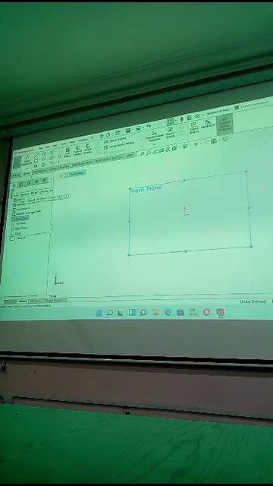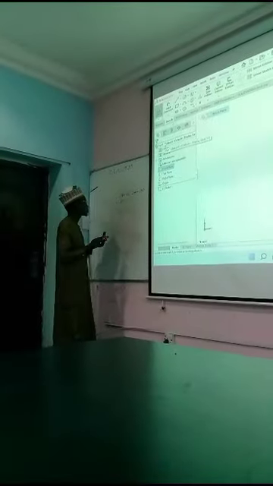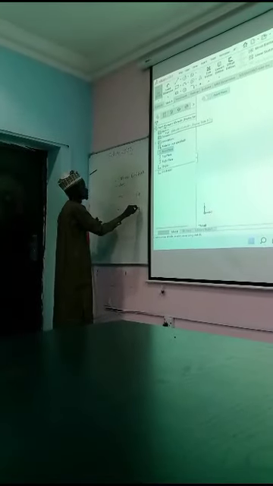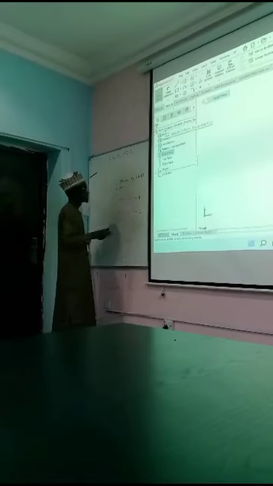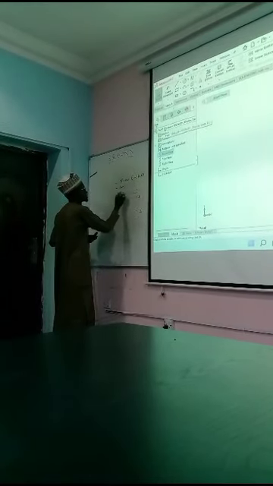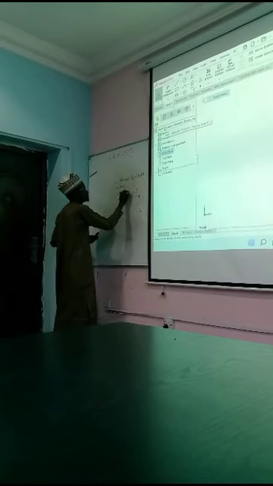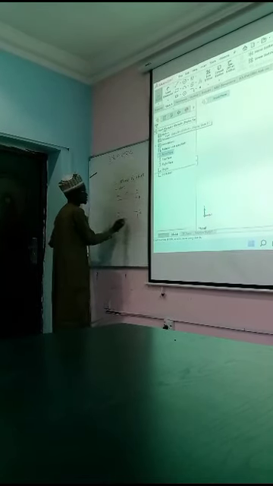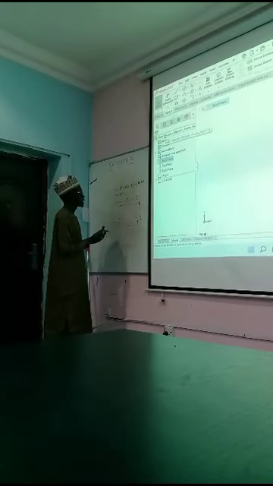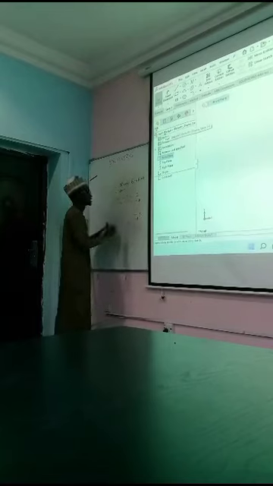So, like you have this line, you want to draw two lines like this. This is line A and line B. They are of the same distance. Let's say 1 meter. So you don't need to draw this line and this line.